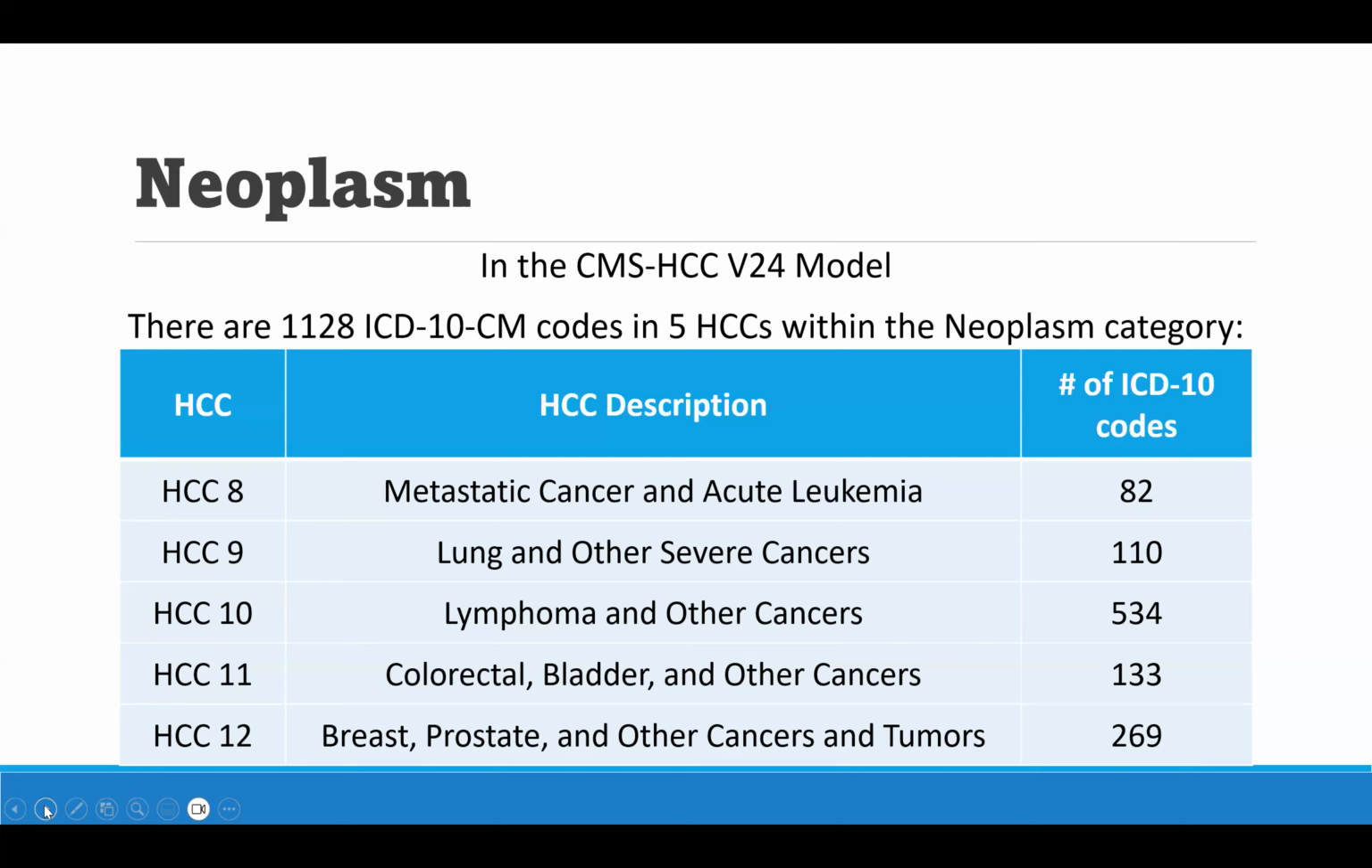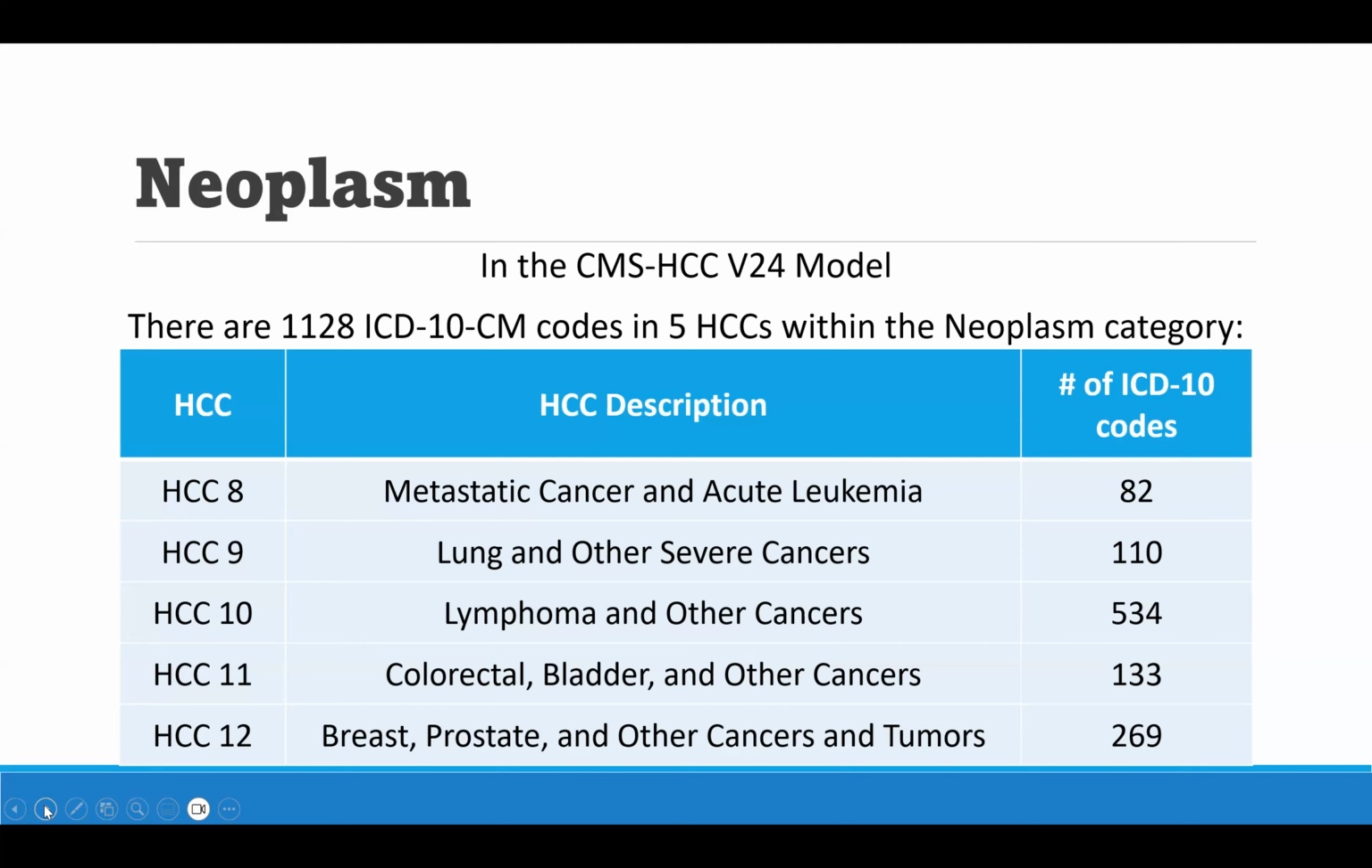Now, we are in what's called a blended model. While V28 is being phased in and V24 is being phased out, you will still capture all the codes from V24, but you will also be capturing any new codes that are introduced in V28.